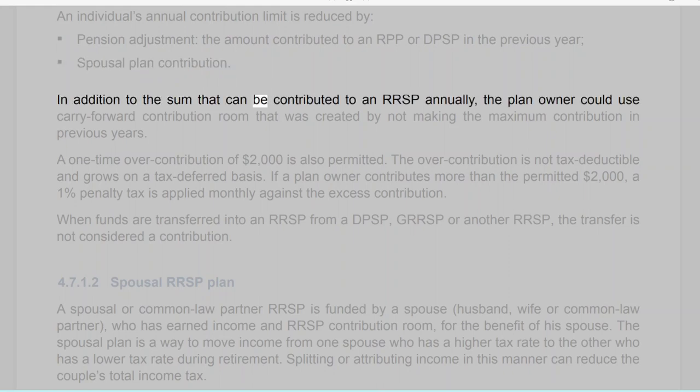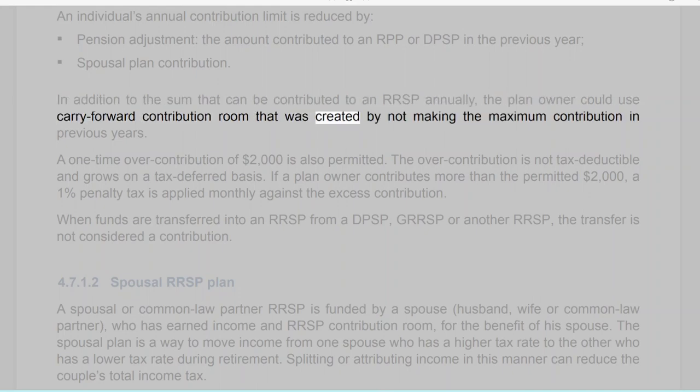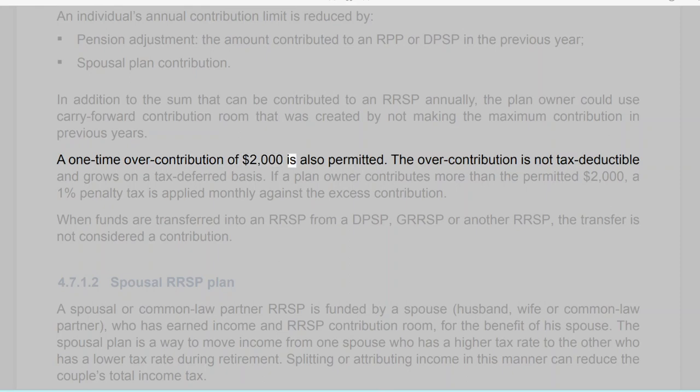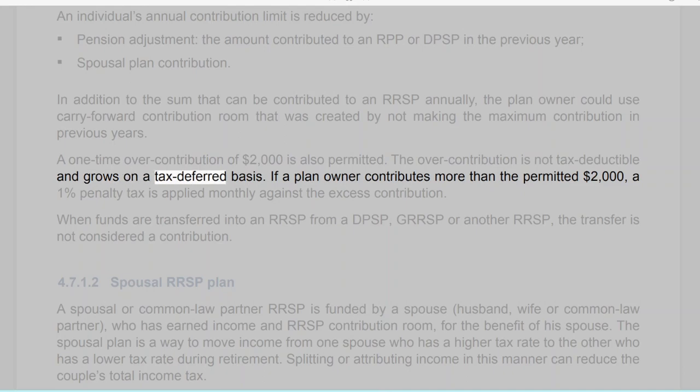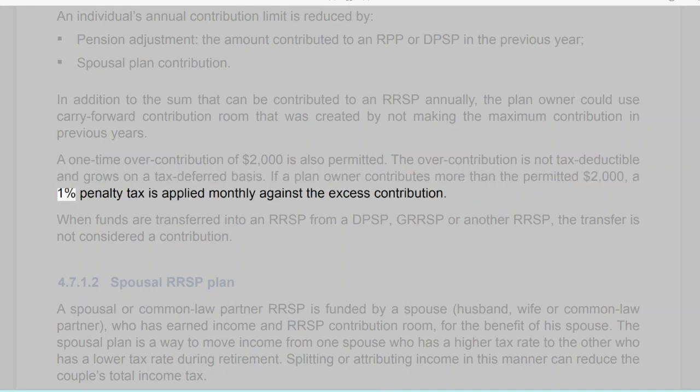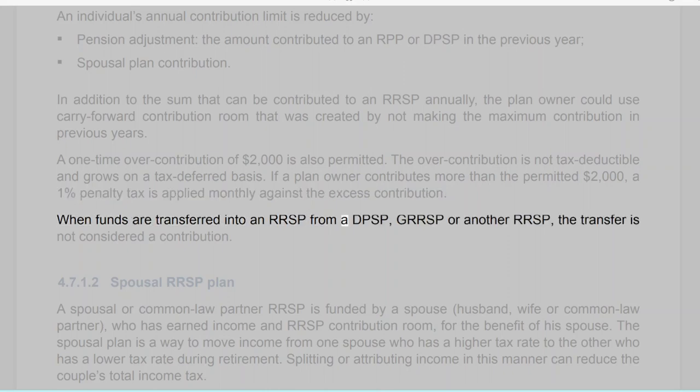In addition to the sum that can be contributed to an RRSP annually, the plan owner could use carry-forward contribution room that was created by not making the maximum contribution in previous years. A one-time overcontribution of $2,000 is also permitted. The overcontribution is not tax-deductible and grows on a tax-deferred basis. If a plan owner contributes more than the permitted $2,000, a 1% penalty tax is applied monthly against the excess contribution. When funds are transferred into an RRSP from a DPSP, GRRSP, or another RRSP, the transfer is not considered a contribution.